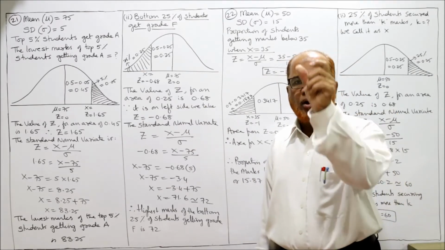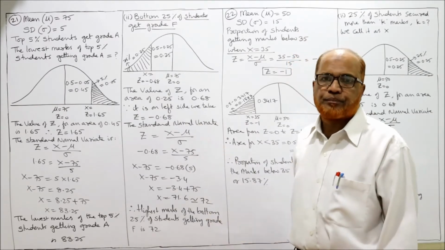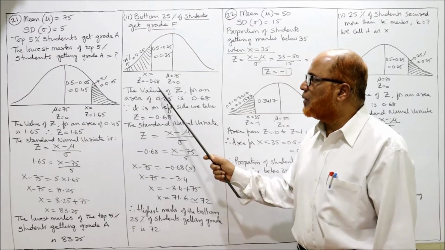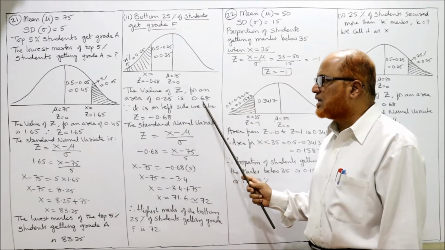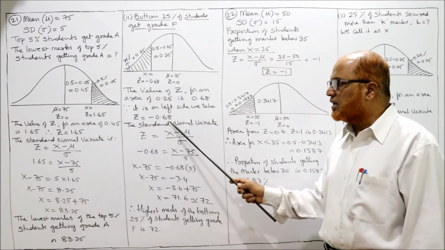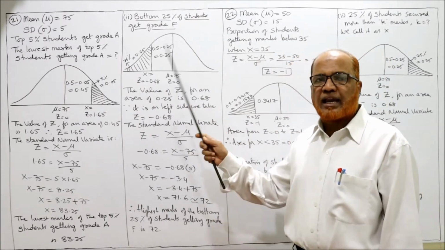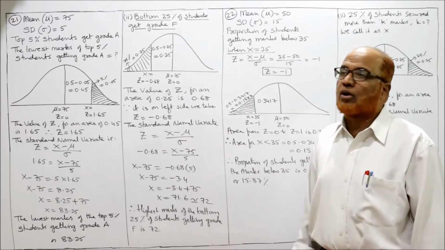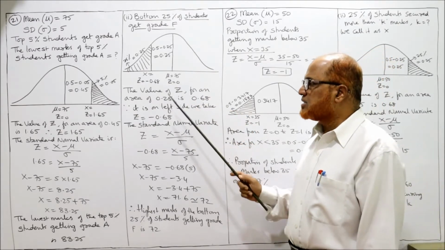In the row for 0.6 and column 8, you will find the value 0.25, right? So the Z value we got is 0.68. The value of Z for an area of 0.25 is 0.68. Since it is on the left side, we take Z equal to minus 0.68, because the Z value will be positive on the right side and negative on the left side of the perpendicular mean. Right? So here Z is equal to minus 0.68.